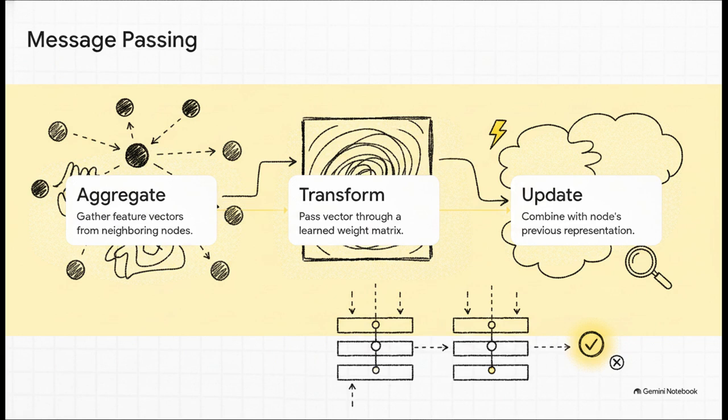Typically, you'll stack this process over 2 to 3 layers. That allows information to travel 2 to 3 hops outward through the entire network, generating a rich final embedding that classifies the node as fraud or legitimate.